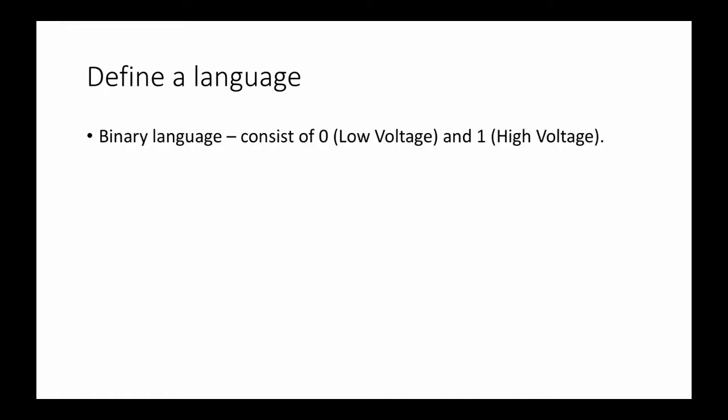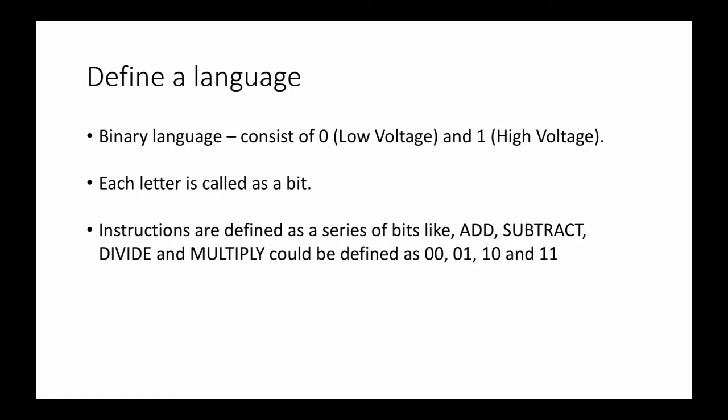So now that we have defined the language consisting of electrical current on and off, the language can be described as a binary language consisting of two values, 0 low voltage and 1 high voltage. 0 and 1 are normally used for human representation of how the instructions are stored, and how the numbers or the English alphabets are stored inside the computer. Now each of these is called a bit. So a bit can take either 0 or 1 as its value, which is equivalent to low current and high current in computer systems. Now, if you talk about instructions, they can be defined as a series of bits.